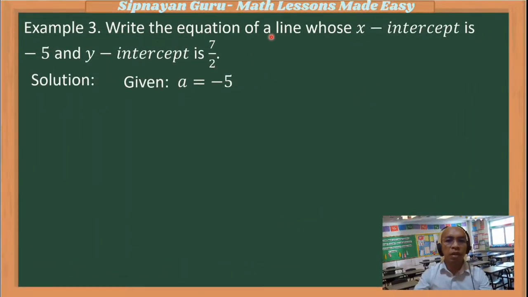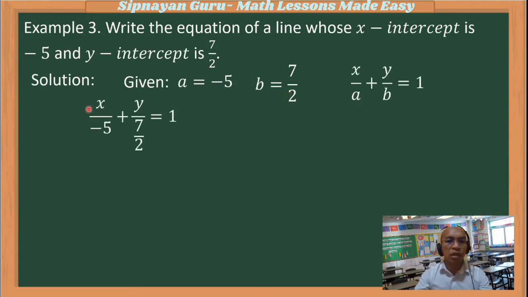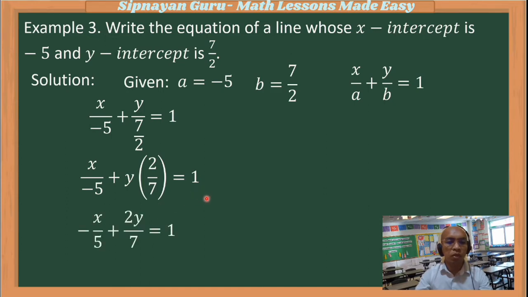So example number 3, write the equation of the line whose x-intercept is negative 5 and the y-intercept is positive 7 over 2. So our x-intercept is negative 5, our y-intercept is 7 over 2. So substitute to the formula. So x over negative 5 plus y over 7 over 2 is equal to 1. So further simplification. So we just copy this expression plus the numerator times the reciprocal of 7 over 2. So that would be 2 over 7 is equal to 1.